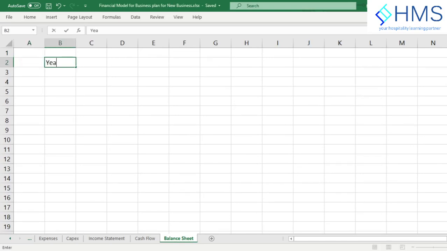So the balance sheet we can model for year one and year two and then year three and then year four, right? And then year five.